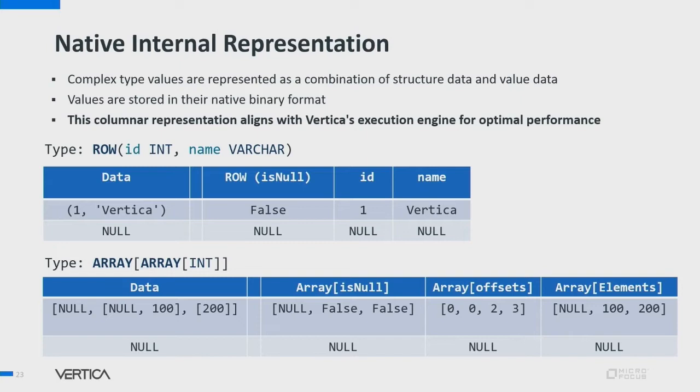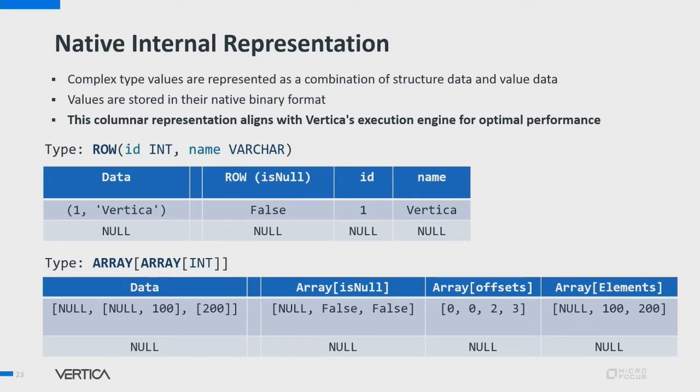Complex type values are represented using a combination of structure data and value data. If you have a row type, for example, then you'll have a structure column indicating whether or not each row is a null value.